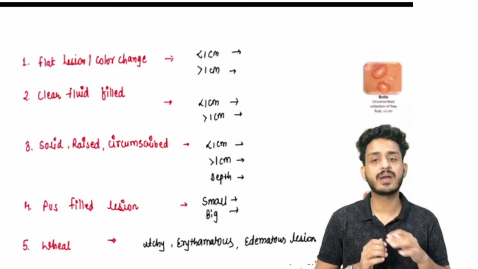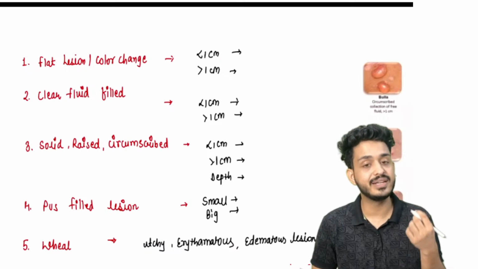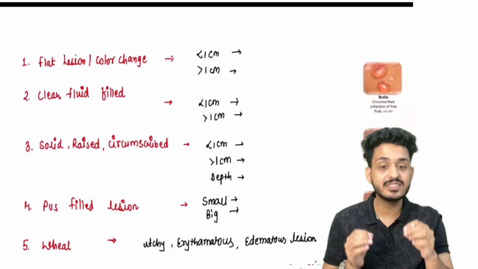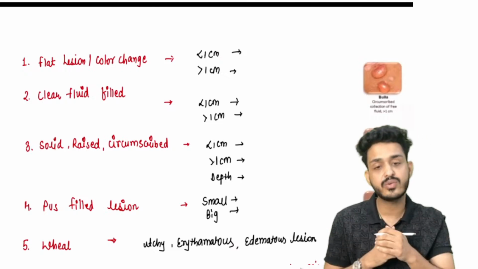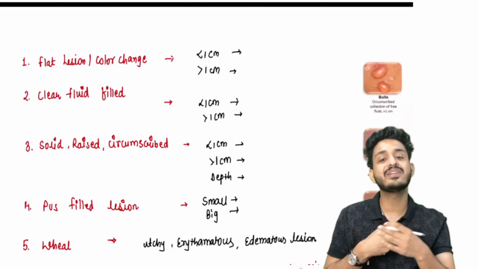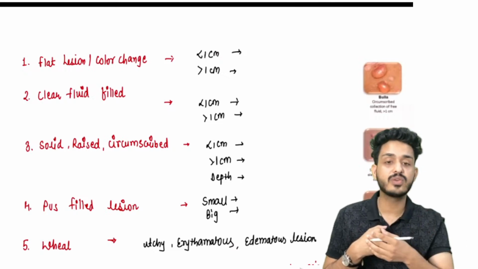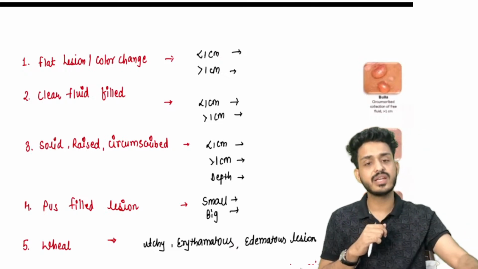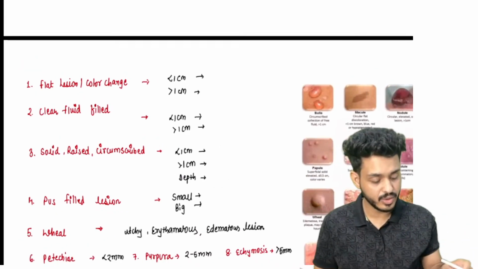What is a primary lesion? Primary lesions are due to primary disease. When these primary lesions are not getting adequate treatment, or because of trauma, because of scratching, what will happen? These primary lesions will be converting into secondary lesions.